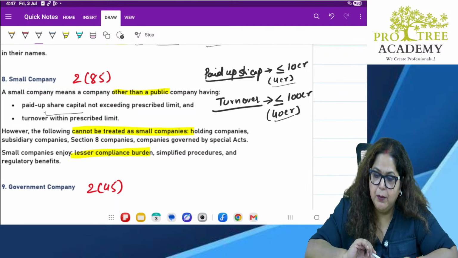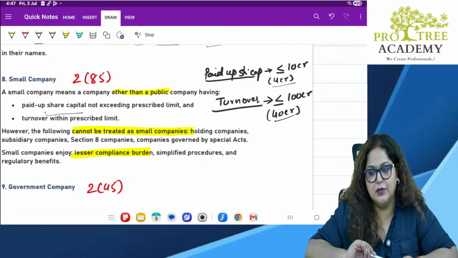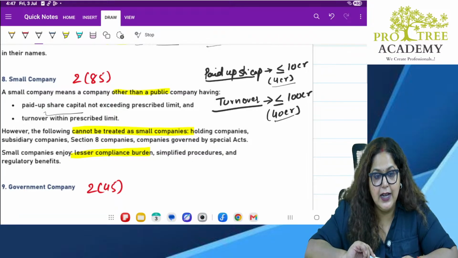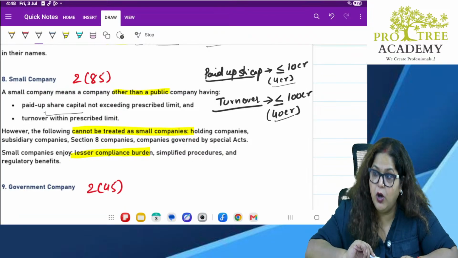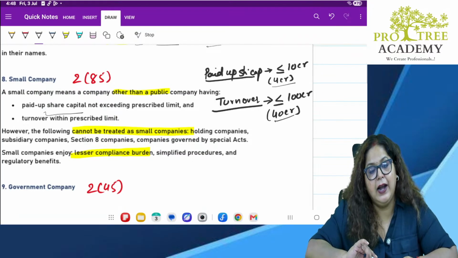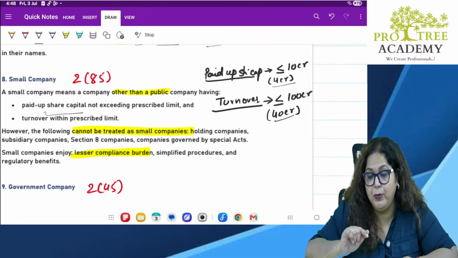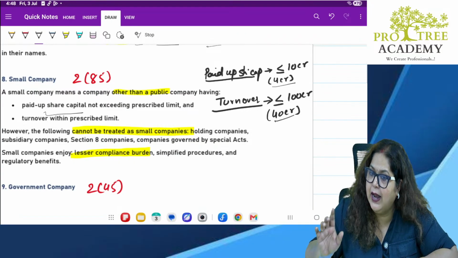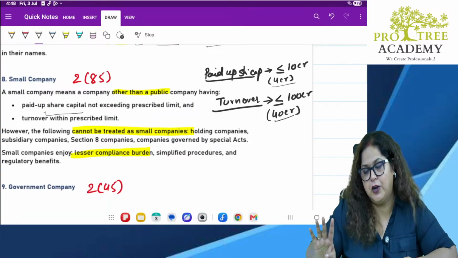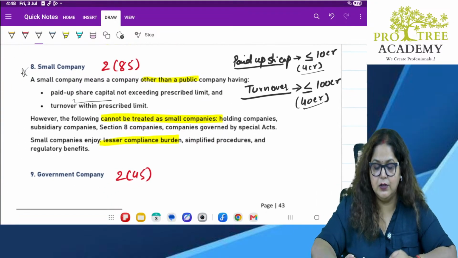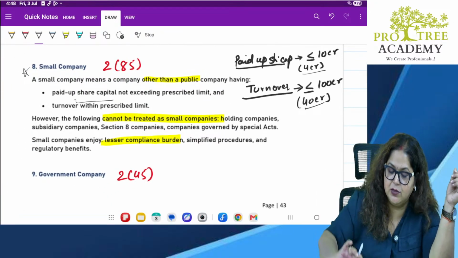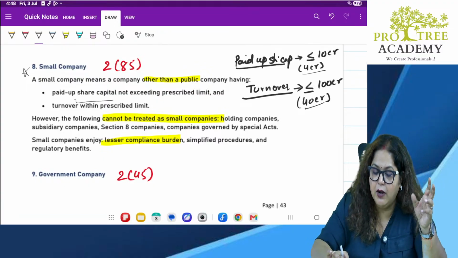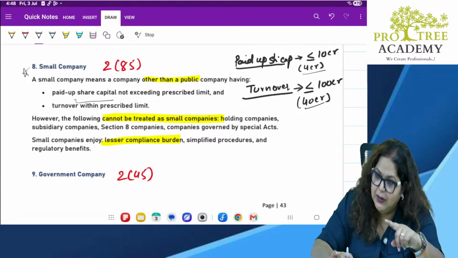Okay. Paid up share capital, how much? Less than or equal to 10 crore, or up to 10 crore. And earlier it was 4 crore. Now the turnover is how much? Less than or equal to 100 crore, and earlier it was 40 crore. So section 2, subsection 85. Small company, a company other than a public company. Okay.